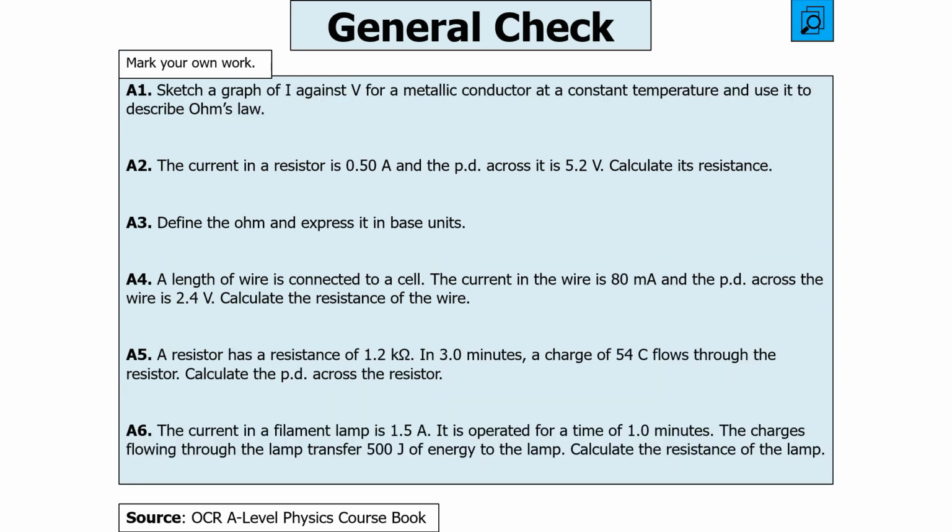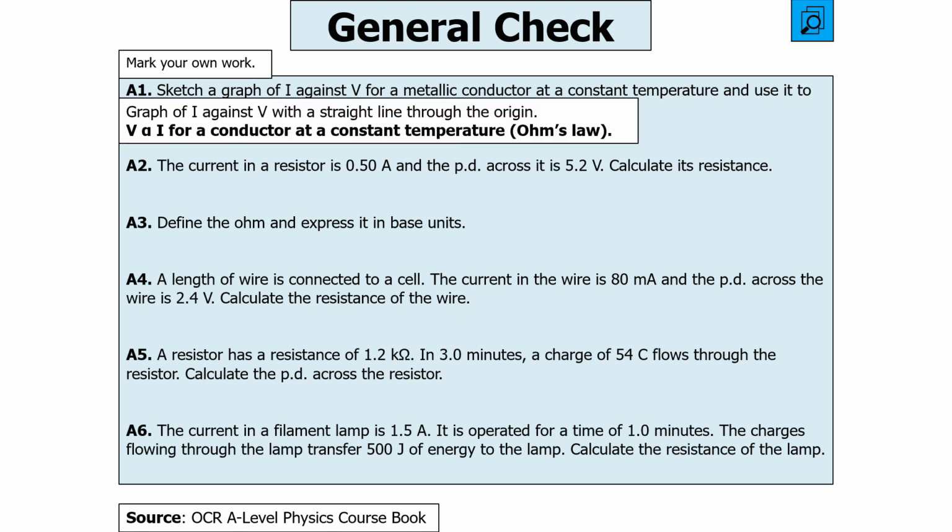Right, in this first one, we should know that for a metallic conductor, I against V is a straight line through the origin, because V is directly proportional to I for a conductor at constant temperature. That is Ohm's law. Resistance is V over I, you should be aware of that. So pop the values in, you get 10 ohms.